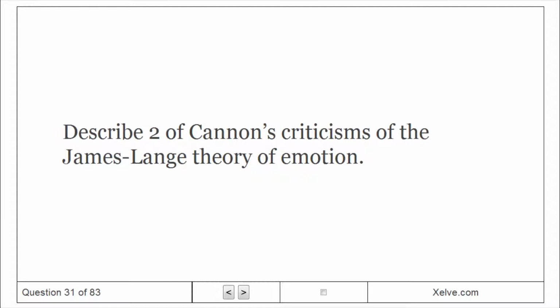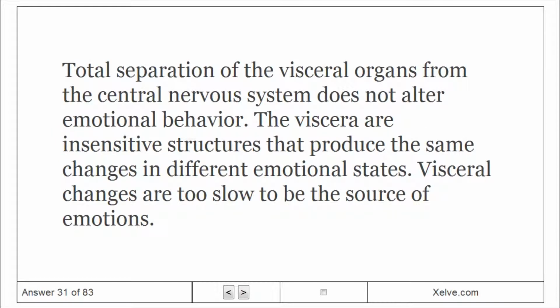Describe two of Cannon's criticisms of the James-Lange theory of emotion. Total separation of the visceral organs from the central nervous system does not alter emotional behavior. The viscera are insensitive structures that produce the same changes in different emotional states. Visceral changes are too slow to be the source of emotions.